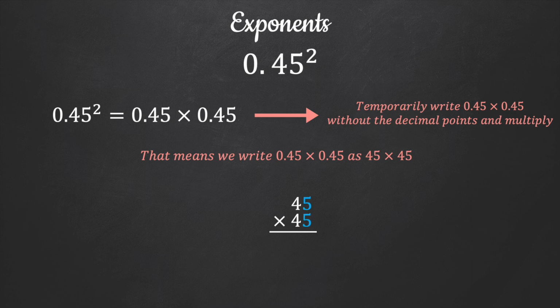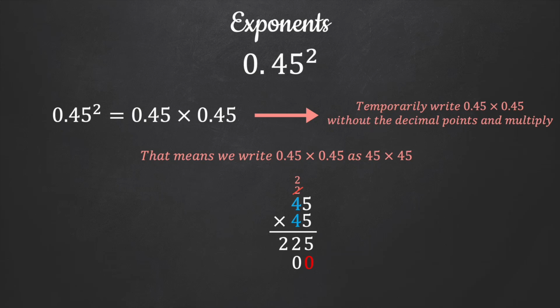So 5 times 5 is equal to 25. We're going to bring down the 5 and bring up the 2. Then 5 times 4 is equal to 20. Don't forget to add the 2, and we get 22. And then we're going to add a place value holder of 0, and then we're going to multiply with this 4. So 4 times 5 is 20. Bring down the 0, bring up the 2. 4 times 4 is 16.